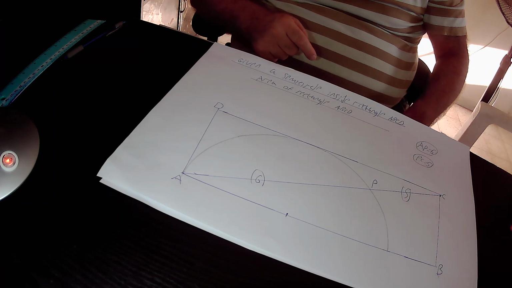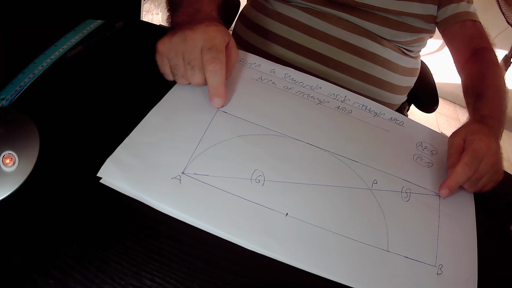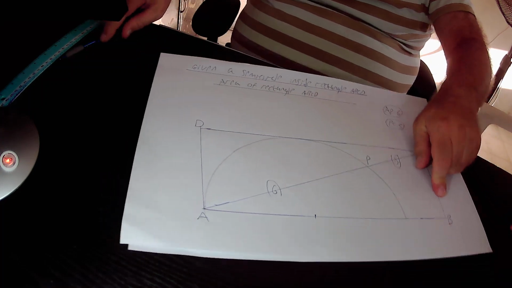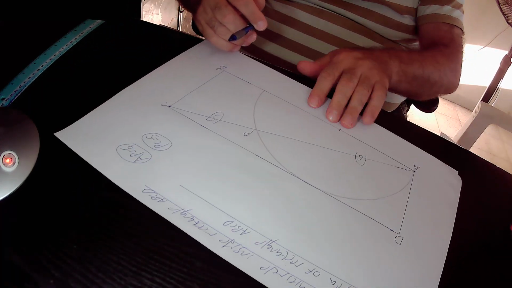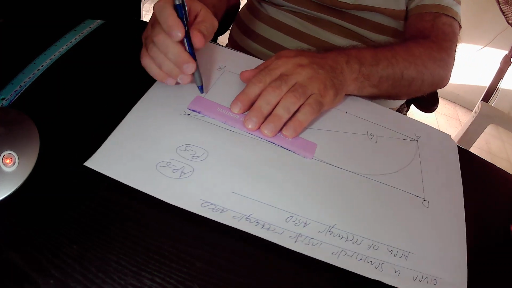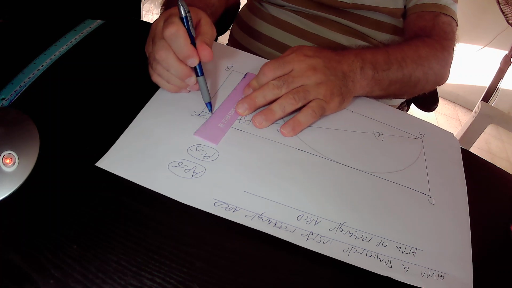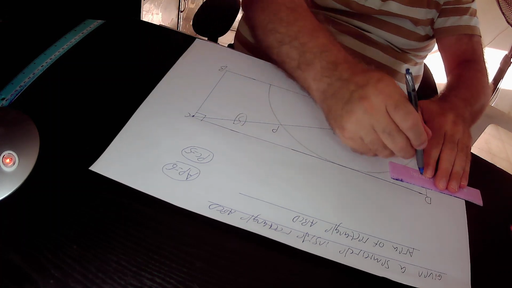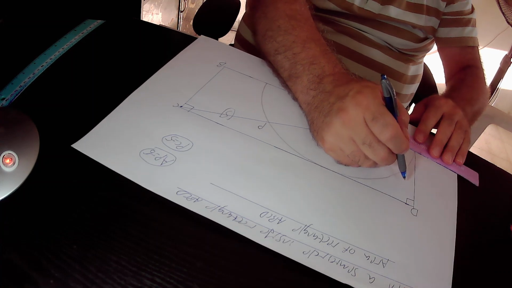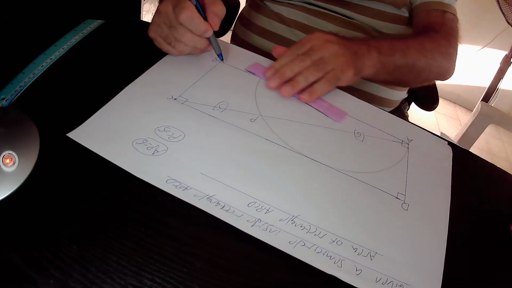So first of all, because ABCD is a rectangle, all those four angles are right angles. So this is a right angle. This is a right angle. This is a right angle. And this is also a right angle.